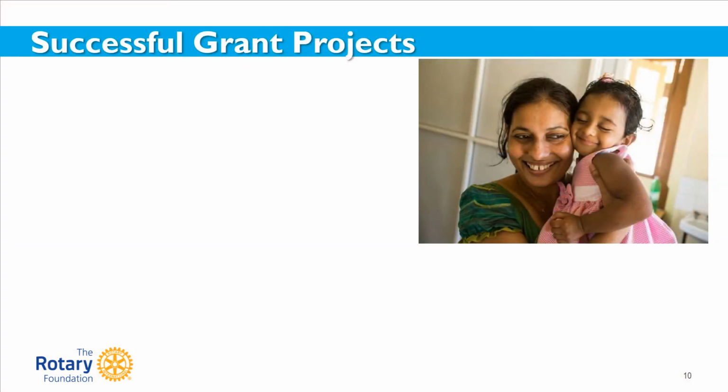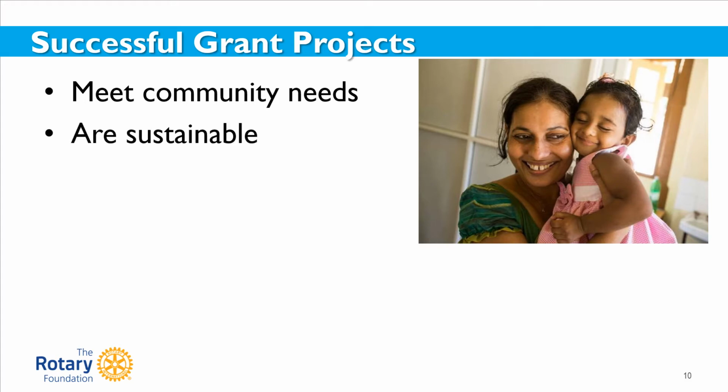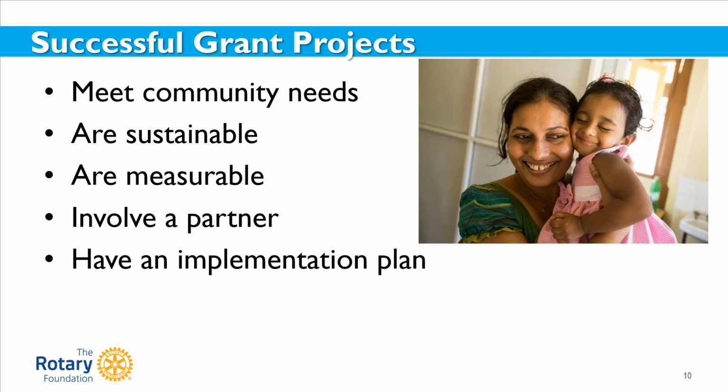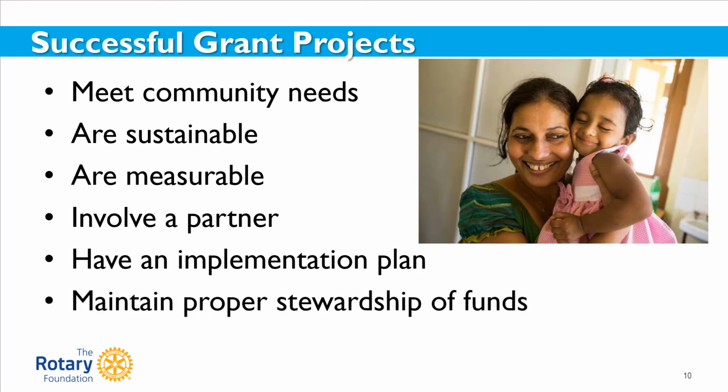Let's briefly talk about planning for success with your project. There are 6 aspects to successful grant projects. They are: the projects meet community needs, they are sustainable, their results are measurable, the project has an international partner, the planning process includes an implementation plan, and all partners maintain proper stewardship of the funds.